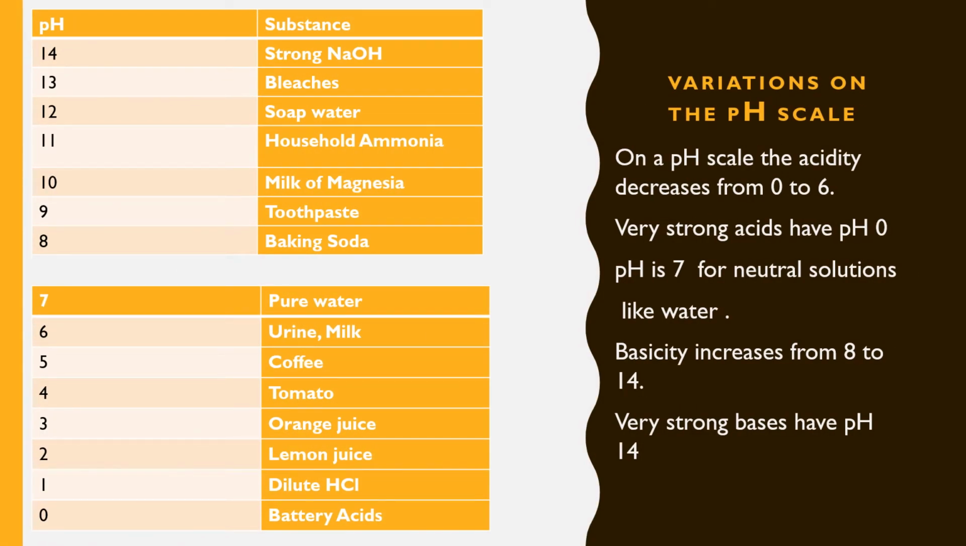Variations on the pH scale. On a pH scale, the acidity decreases from 0 to 6. Very strong acids have pH 0. pH is 7 for neutral solutions like water. Basicity increases from 8 to 14. Very strong bases have pH 14.